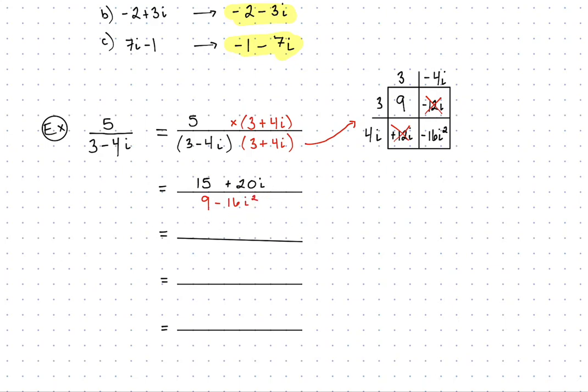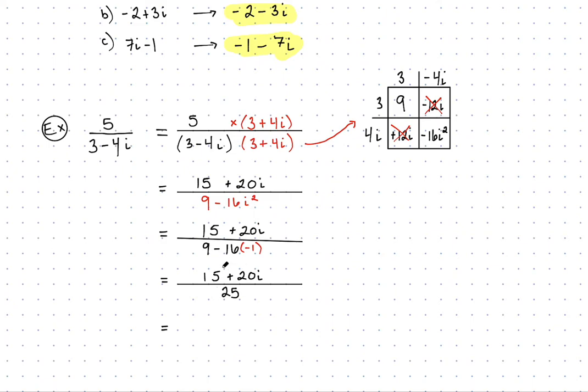All right, as we continue to simplify, I'm going to keep my numerator the same, 15 plus 20i. But on the bottom, I've got 9 minus not 16 times i squared, but we're going to rewrite i squared as negative 1. Now I've got 15 plus 20i. Again, our numerator is not really changing. And on the bottom, we've got 9 plus 16, which is 25. So at this point, we've got no more imaginary parts on the bottom. It's just a real number, so that's great.